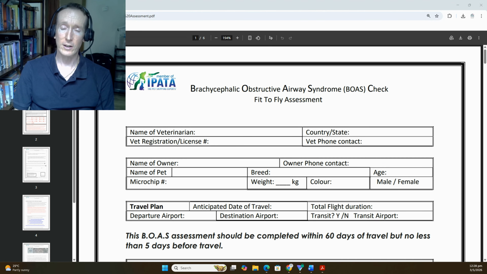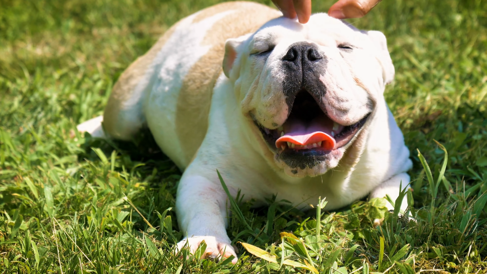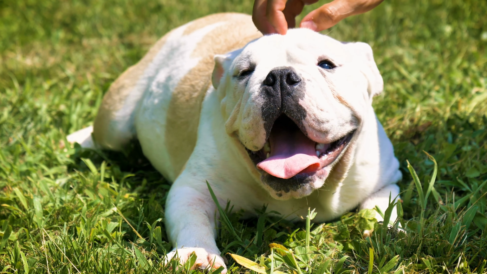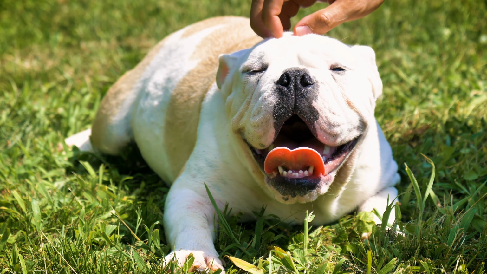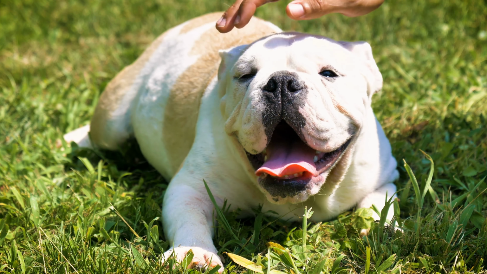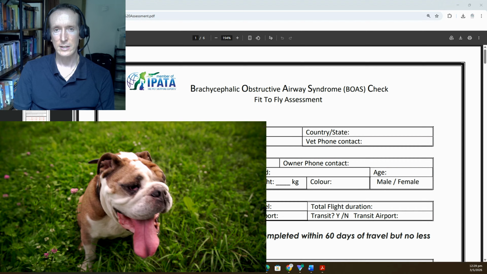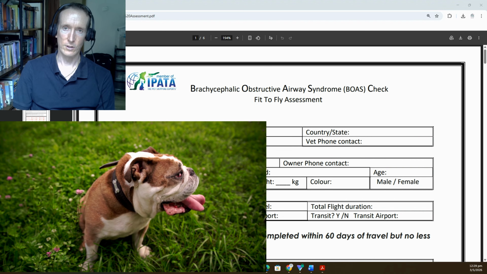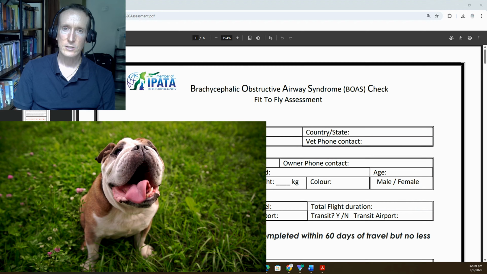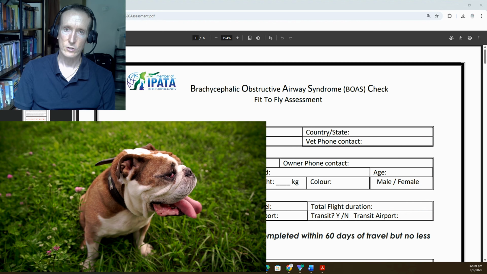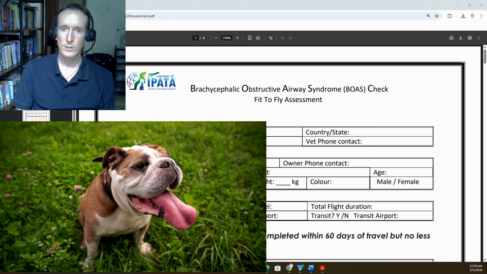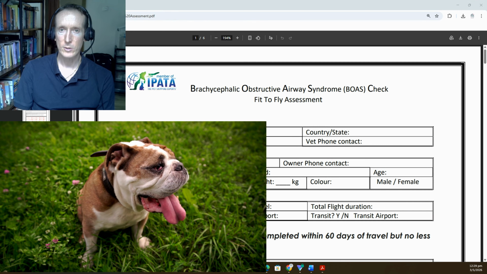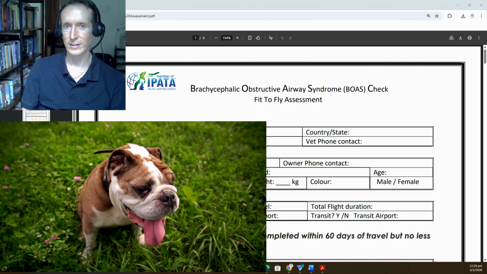For example, if you're flying an English Bulldog, pretty much anywhere in the world, then the breathing of these lovely dogs is quite noisy, is more challenging than some pets, and so for health reasons and safety reasons, it's often recommended to do a BOAS test. So I'm going to jump into the BOAS test and talk you through it.